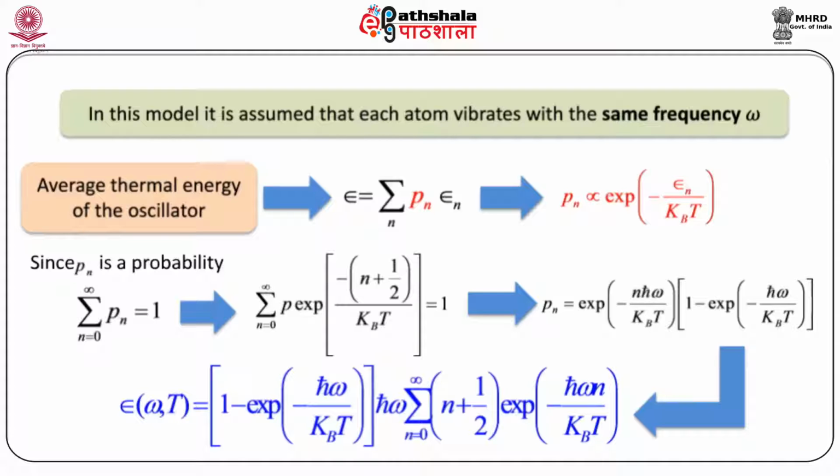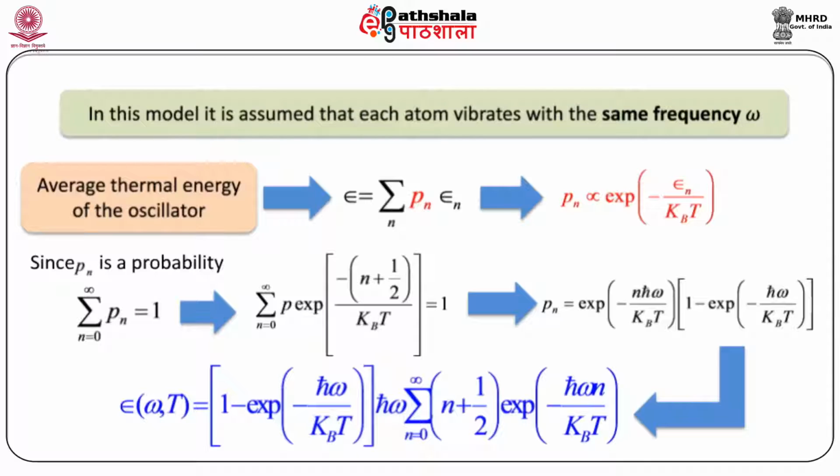So this means that the summation over n equal to 0 till infinity of P exponential minus (n plus half) h cross omega divided by kBT, where we have simply substituted epsilon n as (n plus half) h cross omega, would be equal to 1, where P is a proportionality constant.